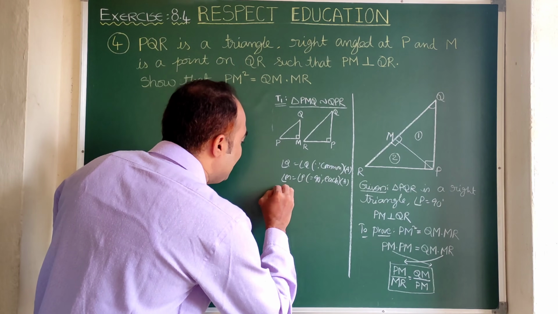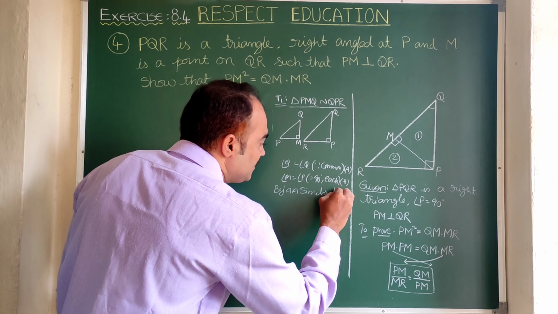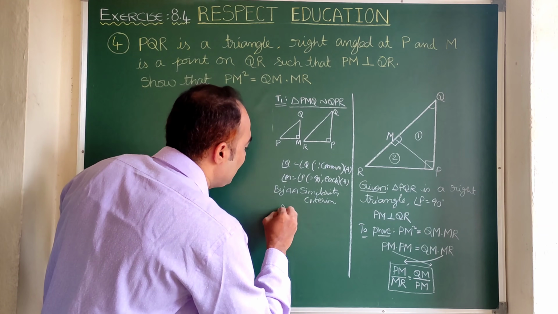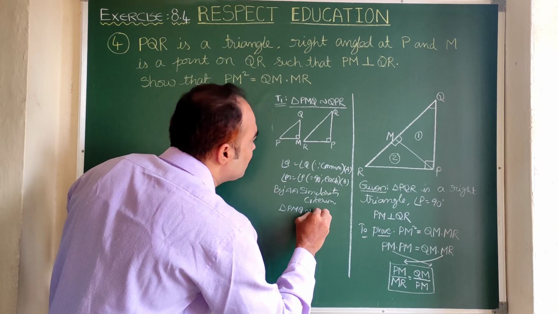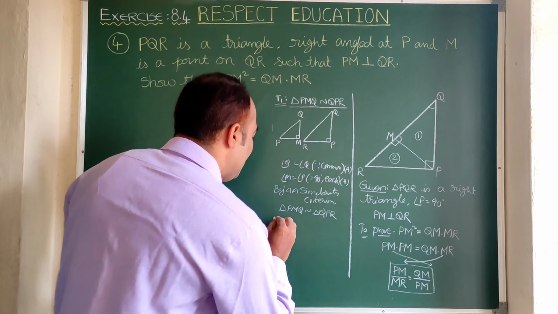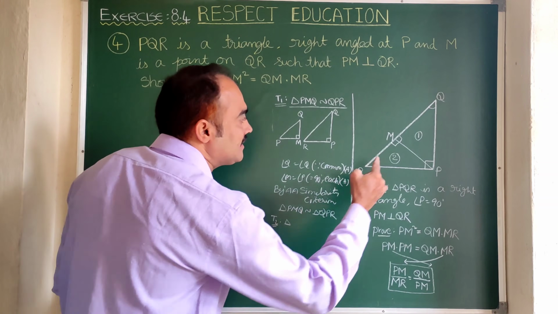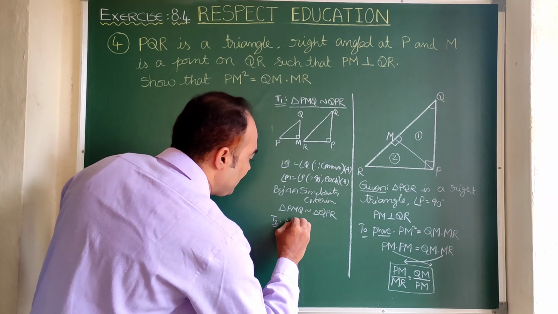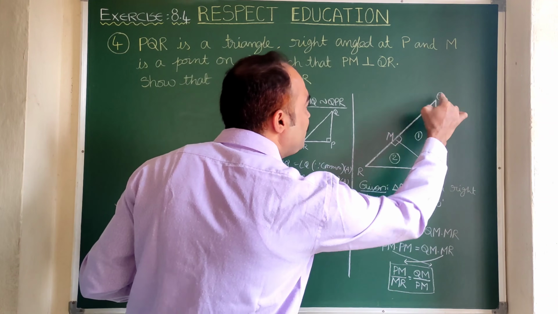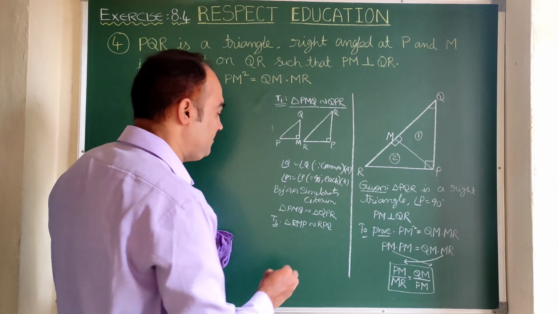So clearly, by the AA similarity criterion, we can say that triangle PMQ is similar to triangle QPR, right? First son, father, over. Let us enter the target for the second son and father. What is the second son? Triangle RMP. Triangle RMP should be similar to triangle RPQ, right? This is our second target.